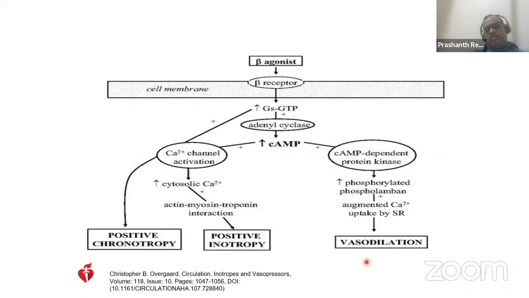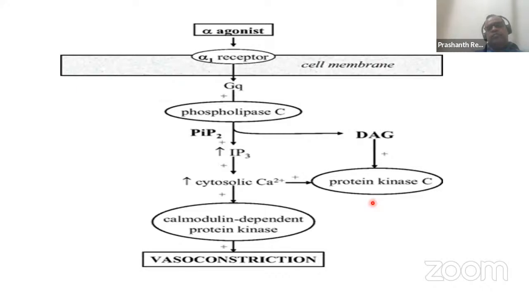Whereas if you take this side, this happens in a vascular smooth muscle. Here also cyclic AMP is increased, but the action of cyclic AMP is to actually decrease the cytosolic calcium. The calcium is taken back into the sarcoplasmic reticulum, and leads to vasodilatation. Whereas whenever an alpha receptor is stimulated, alpha 1 mainly, it leads to an increase in the cytosolic calcium, leading to vasoconstriction.